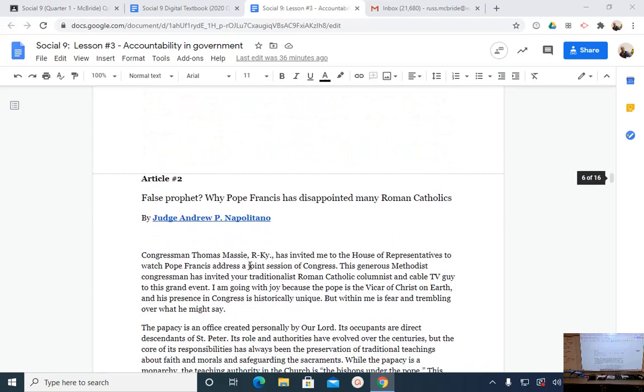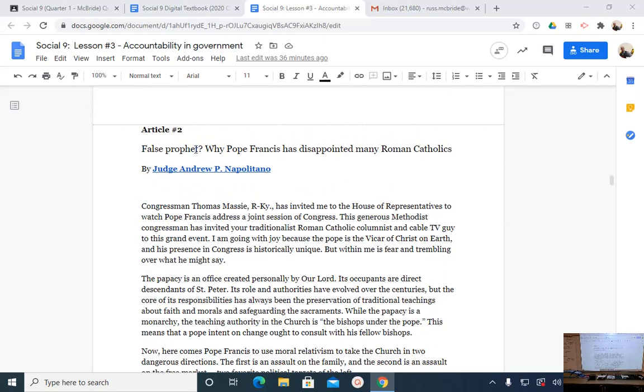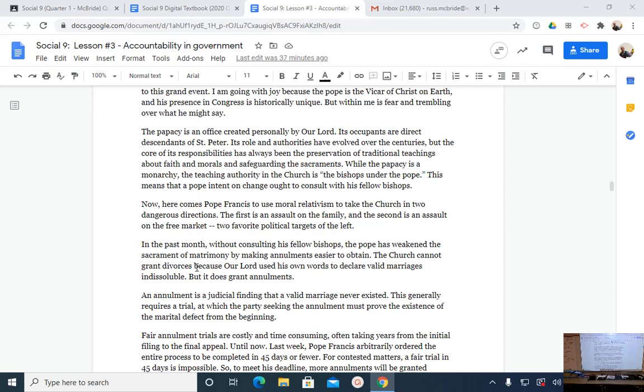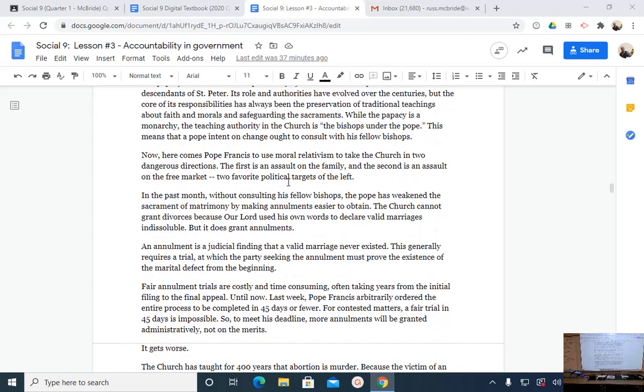Now, looking at the next article, it includes, even just in the title, "false prophet." Even in the title, we get a different tone. And as you read through the events here, you can see some phrases leap from the page and show that this is an article written to discredit the Pope. It mentions that Pope Francis has an agenda, and his agenda is an assault on the family, an assault on the free market. So the language alone that is being used here is a different spin of the same story. Both of them have a bias. The first one is more of a pro-Pope Francis bias, and the second one is more of an anti-Pope Francis bias.